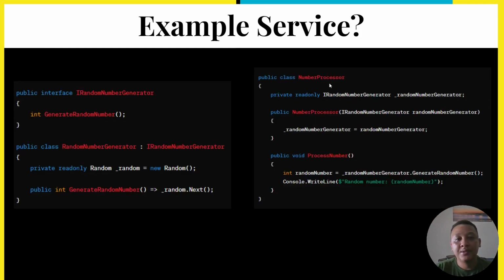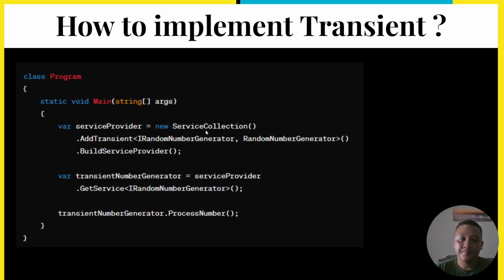Okay, let's see. So here we have an example service that just generates a random number. This random number underneath uses some sort of random and it just says, hey, give me the next random number. And then we have some sort of a processor that processes numbers and then we'll just print it out. We inject this into the constructor and then we set this into a private field and then we simply process the number. So we generate a new number and then we print out what that number actually is. This is fantastic. It's a very straightforward service. So let's see how we would be able to inject this into the code.